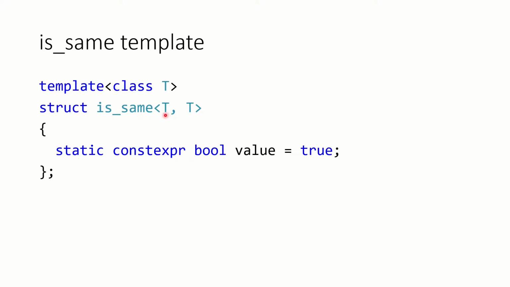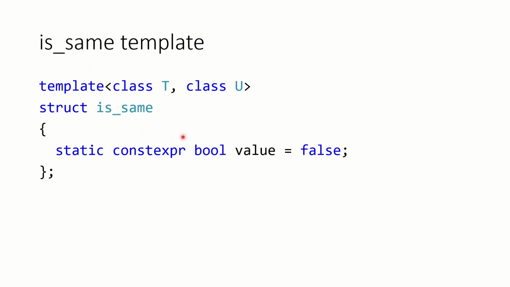On the other hand, if we have different types here, the compiler will fail to use this isSame because it will not be able to substitute different types here. And as a result, this specialized version will be ignored for different types, and the compiler will check the general struct and see if this meets the requirements. And if they are different, for sure, this is the one which will be called and value will be assigned false. And that's all. This is our isSame template.